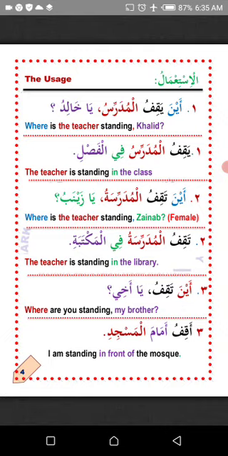Remember that fi is an agent of kasra. So its grammatical duty is to mark the last letter of any word in Arabic appearing after it with kasra. I repeat, fi is an agent of kasra, and its grammatical duty is to mark with kasra the last letter of any word in Arabic appearing after it, as we have it in fil-fasl, lamun carrying kasra caused by fi. So yakifu al-mudarris fil-fasl. The teacher is standing in the classroom.